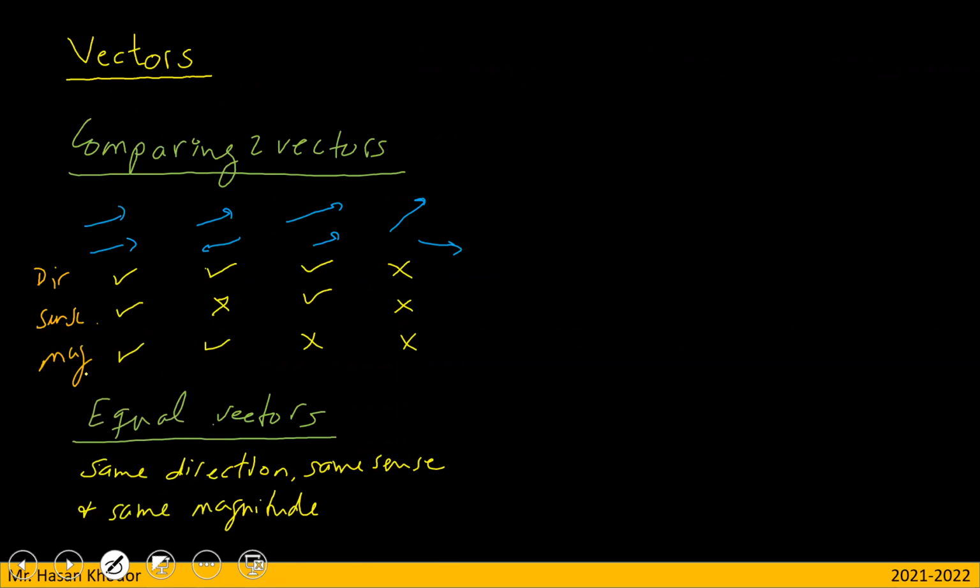Okay. Now, what happens if we have two equal vectors? There is an important property. If two vectors are equal, let's say vector AB is equal to vector CD. Suppose that vector AB is equal to CD. This means the two vectors have the same direction, same magnitude, and same sense.